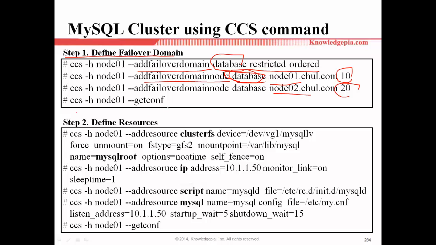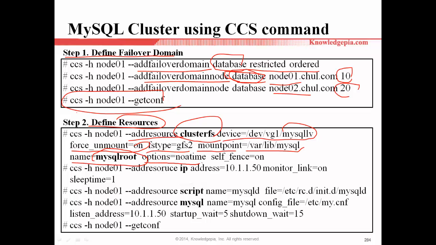If we want to check this configuration, then we can use this command. Step 2, define the resources. I already told you here, add the resource, cluster file system, device DB, volume group 1, and the logical volume MySQL LB. And the option, force unmount, file system type GFS2, and mount point /var/lib/mysql. And the name will be mysql-root. Options, noatime, and so on.